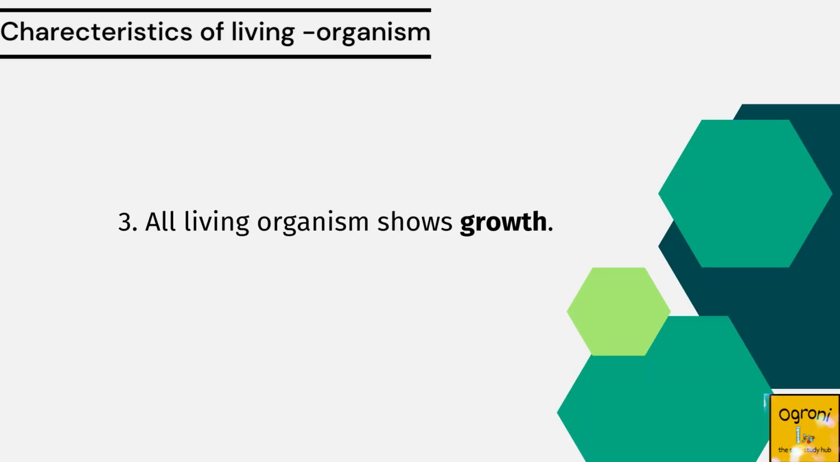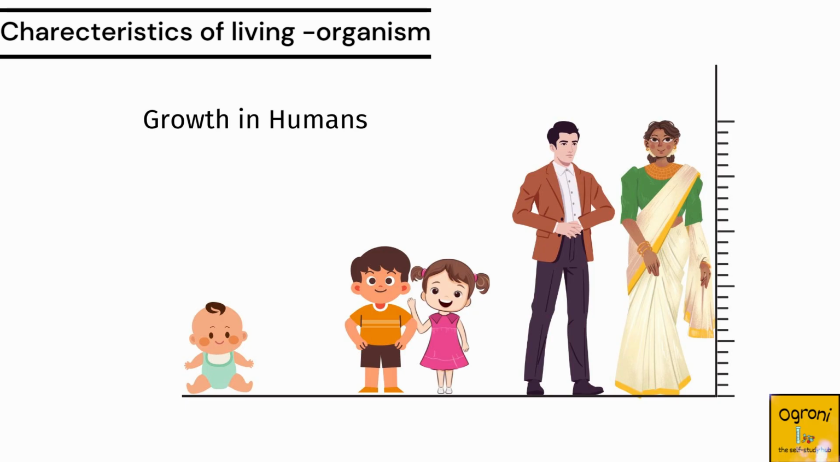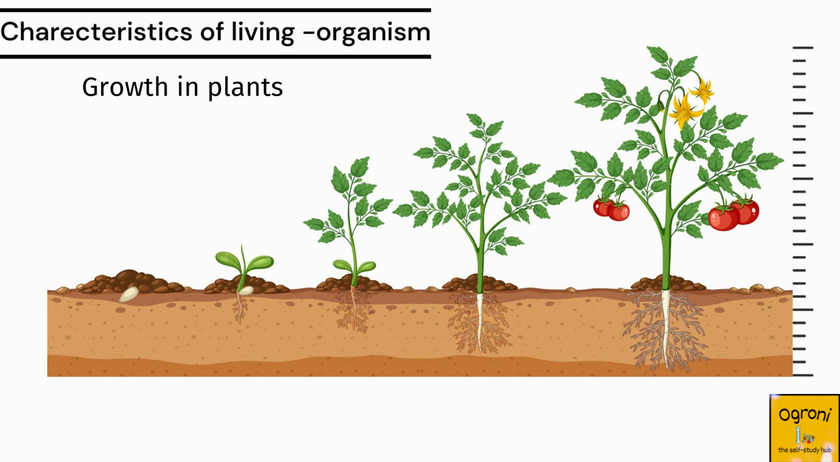All living organisms show growth, like a baby grows into a young boy or a young girl and then into a man or a woman. Similarly, a seed grows into a seedling and then into a full-grown plant. So, all living organisms show an increase in size and attain maturity, which is called growth.